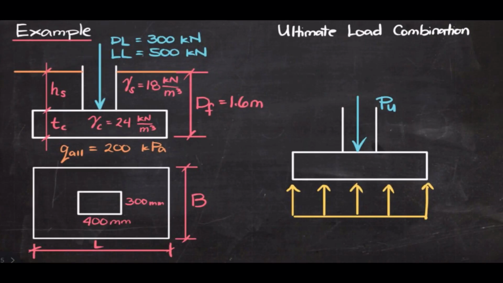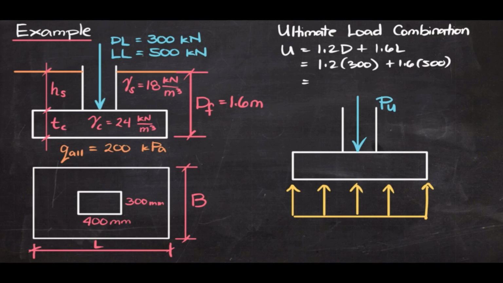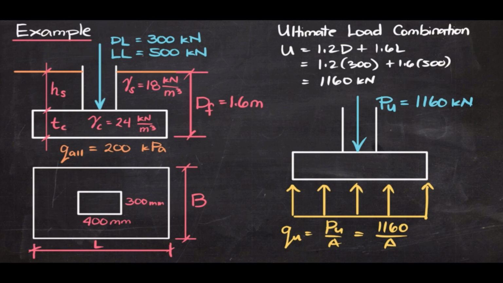Now, for the ultimate load combination, since we only have dead load and live load, I can see that the governing load combination will be 1.2 times the dead load plus 1.6 times the live load. So 1.2 times 300 plus 1.6 times 500, which gives us 1,160 kilonewtons. Therefore, P sub U would be 1,160 kilonewtons. And for the ultimate pressure, q sub U, this would be P sub U over A, or 1160 over A. And again, we don't know the area of the footing yet, so let's leave it as that.